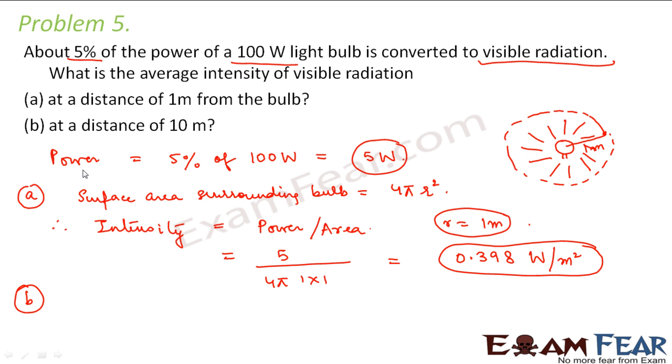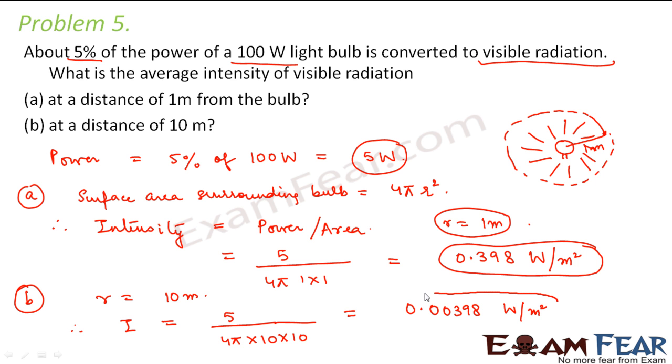Now in the second part, at a distance of 10 meters, R will be equal to 10 meters. Therefore, intensity will be equal to power, that is 5 divided by 4 pi r square, that is 4 pi 10 into 10. So this comes out to be 0.00398 watt per meter square. Right? So this is how we calculate the intensity of visible radiation.